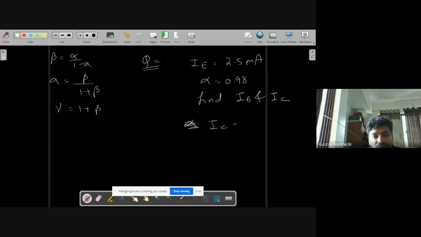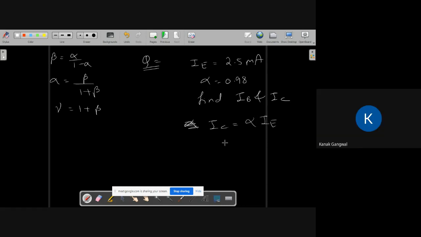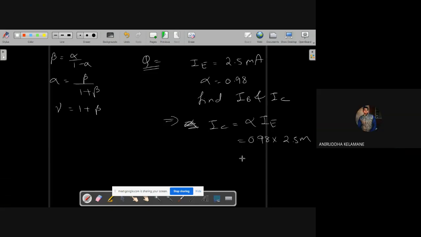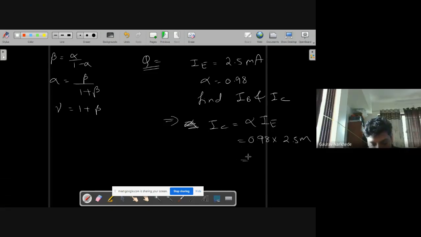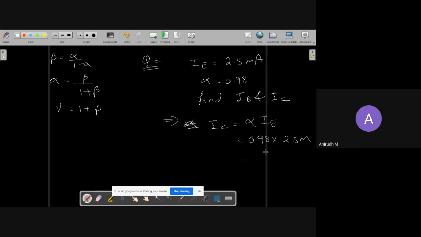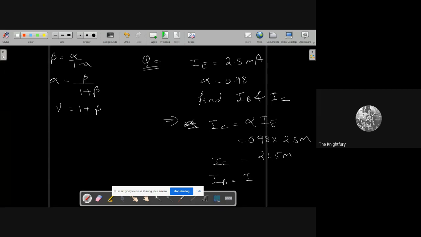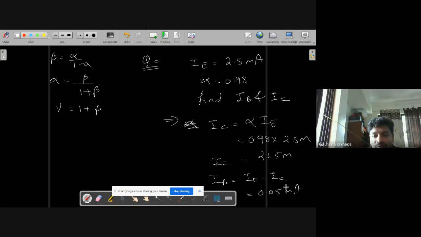So IC is equal to alpha times IE. Therefore this will be 0.98 multiplied by 2.5 milliamperes. Whatever answer is there, how much is that? 2.45 milliamperes, IC. And now can you find IB? IB is IE minus IC. So it will be 0.05 milliamperes. So like this will be MCQs, right?